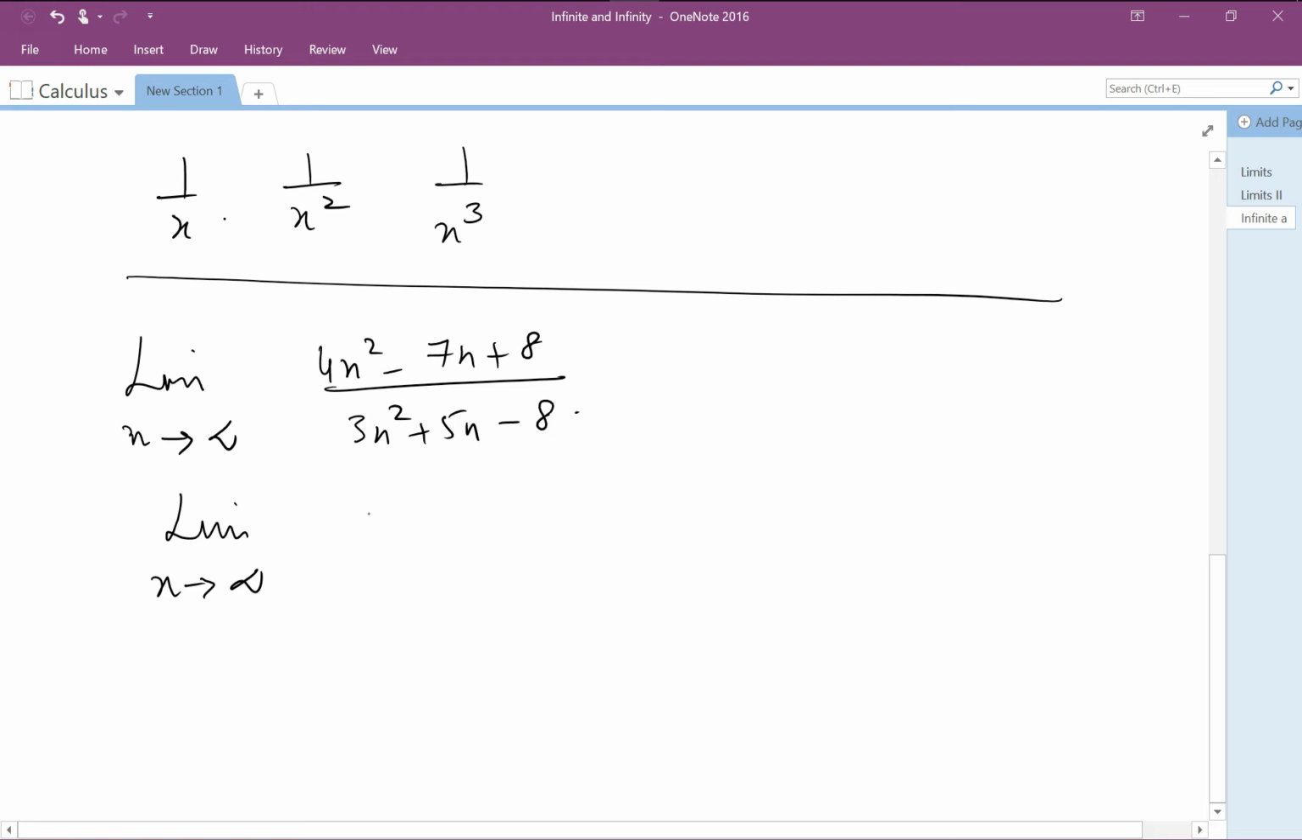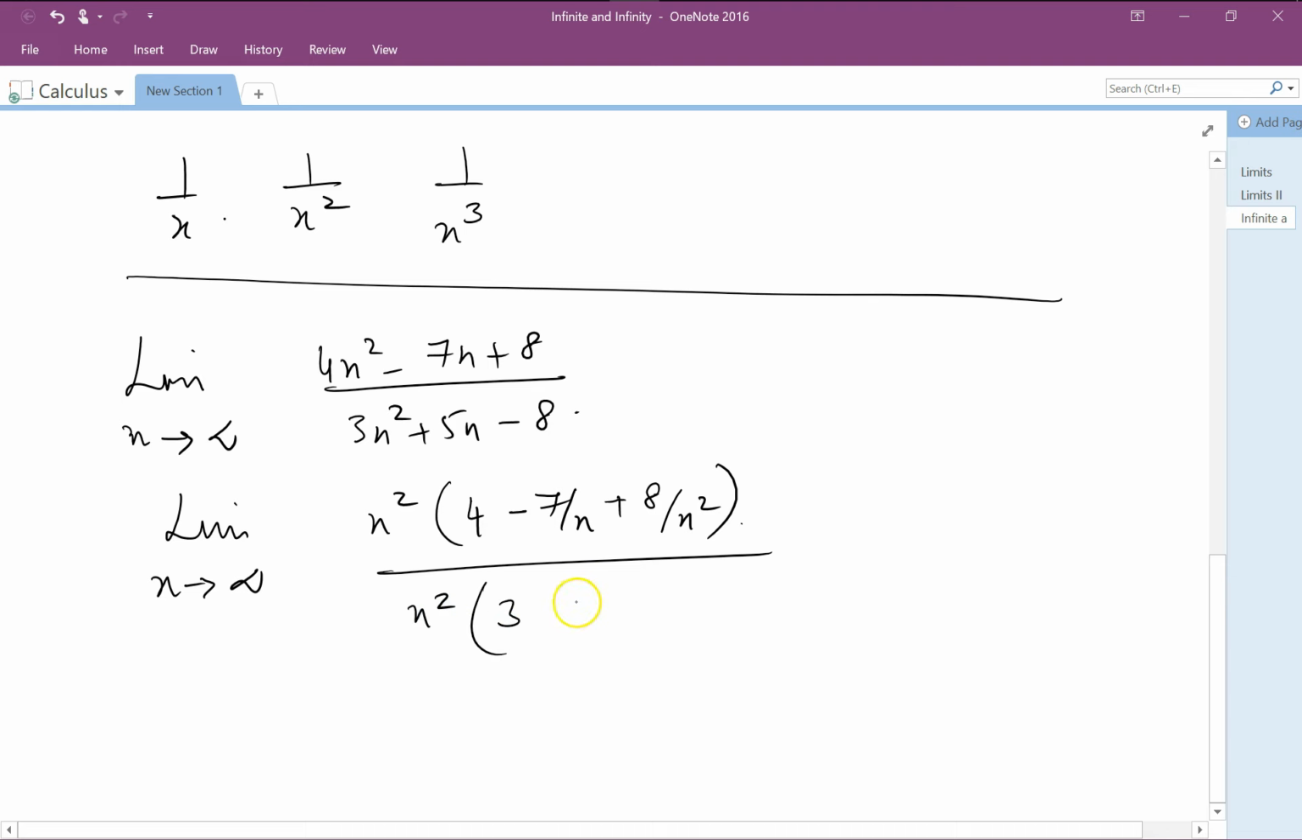Shortcut way, you can use it for verification. So here let's take out n square. If we take out n square, what happens? This becomes 4, this becomes 7 by n plus 8 by n square. Similarly here, take out n square. We end up with 3 plus 5 by n minus 8 by n square.